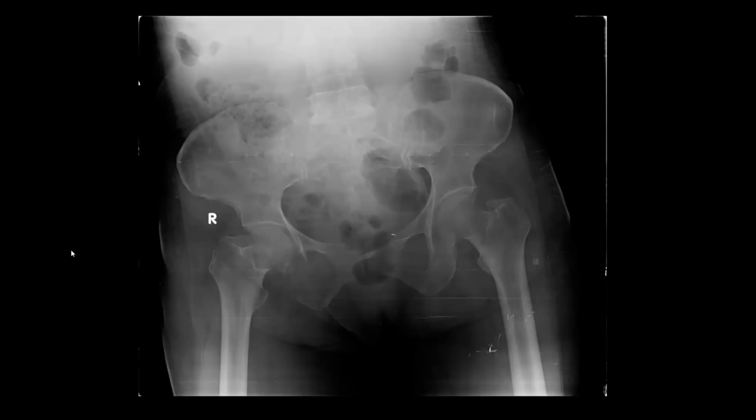The head of the right femur is intact. However, there are associated degenerative changes. The rest of the bones show no additional focal lesion. The bowel gas distribution is non-specific.